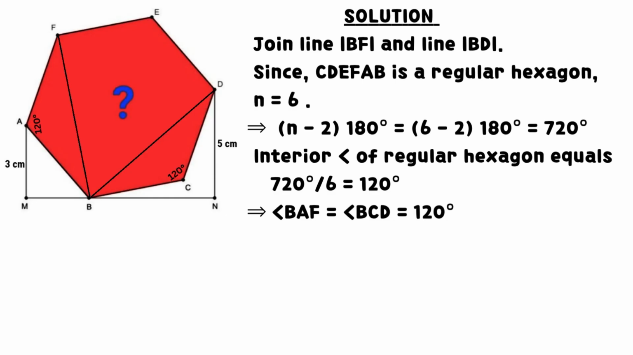The interior angle of the regular hexagon equals 720 degrees divided by 6, which equals 120 degrees. It implies that angle BAF equals angle BCD, which equals 120 degrees.